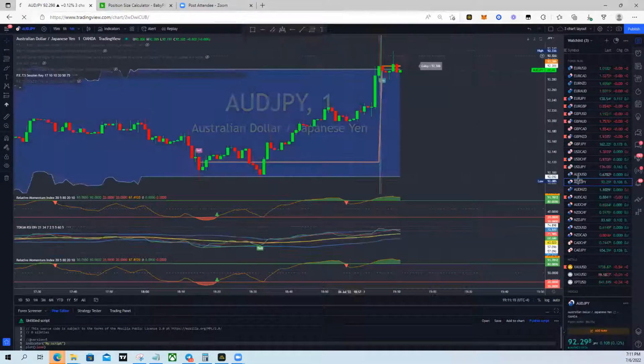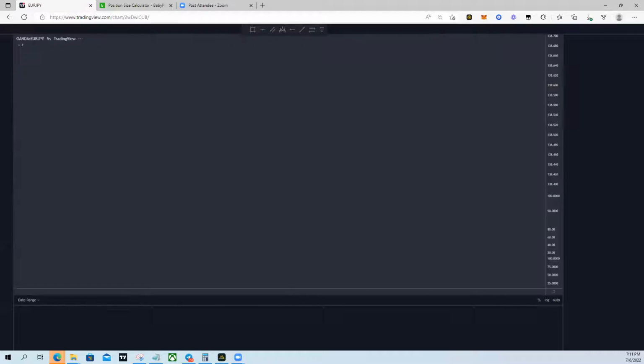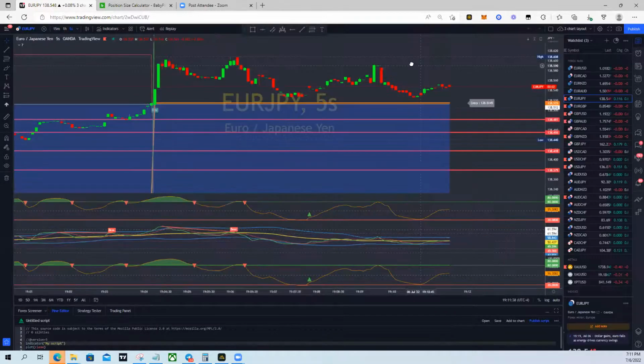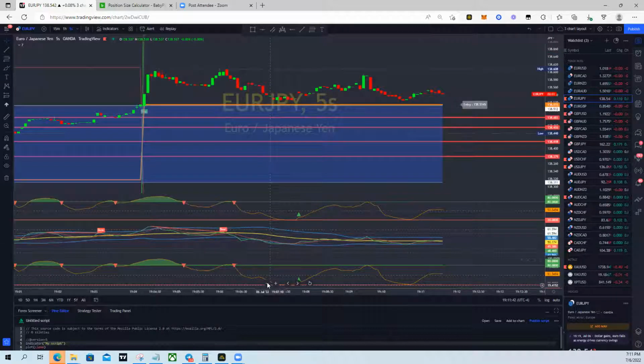AJ is at the zone. AJ is at the zone. GJ broke the high. EJ broke the high. NZD-JPY broke the high. Euro JPY broke the high. So we're looking for buys. We're looking for buys, you guys, on all of the JPY crosses as we speak.